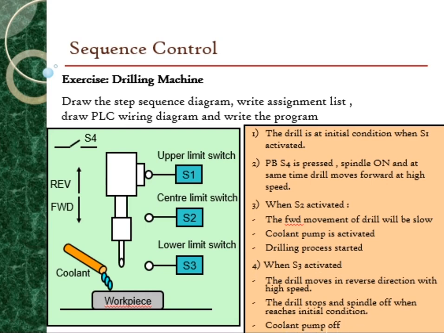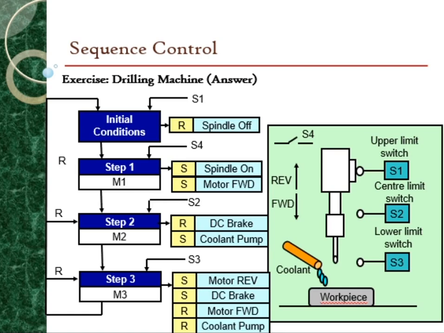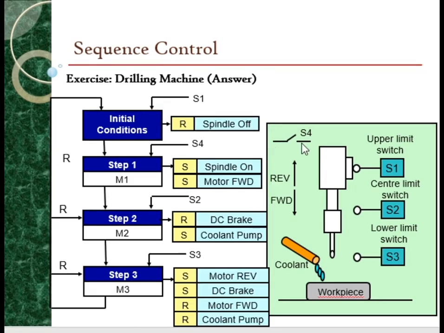So here you can see the output or the command that you need to give at that step. Okay, you can differentiate between the conditions and the command that you need to give to each step. So from that operation, you can come up with a step sequence diagram. So in the initial condition where the spindle off is reset, the push button is pressed. So meaning that right now the condition of step one is true, and then at step one, the command that needs to be produced is to set the spindle and then set the motor to forward direction.